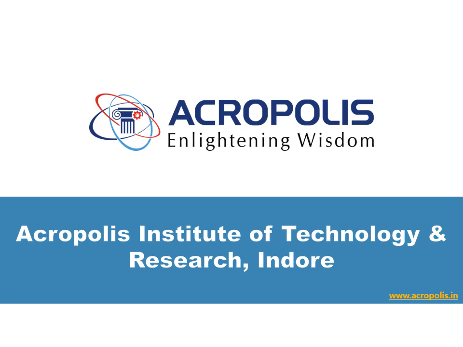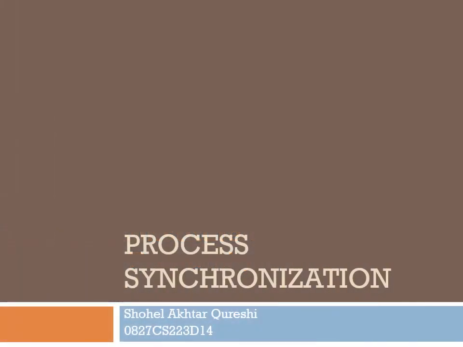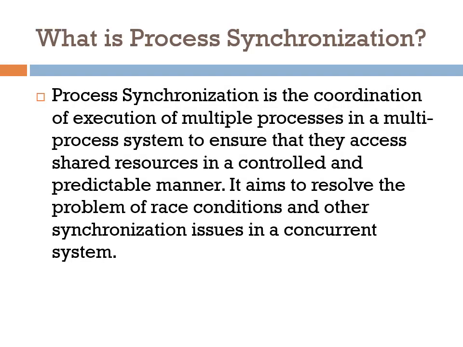So without any further delay, let's start the video. Now, first, what is process synchronization? Process synchronization is the coordination of execution of multiple processes in a multi-process system so as to ensure that they access shared resources in a controlled and predictable manner. It aims to resolve the problem of race conditions and other synchronization issues in a concurrent environment.